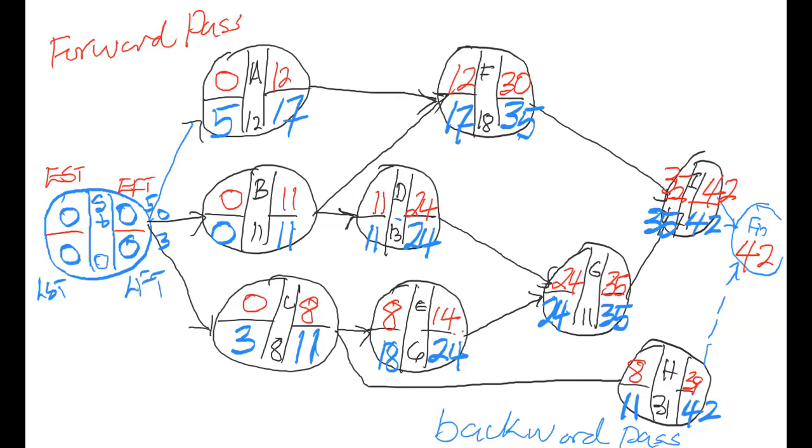Okay. All right, so now that we have completed the forward pass and the backward pass, we now are able to calculate what is called the slack values of each activity. The slack value is simply the time for which you can delay an activity before beginning that activity. If the activity has zero slack, it means that it cannot be delayed, and it's called a critical activity. If you have more than 0 for the slack, then it's called a non-critical activity, and you can delay that activity up to that time of the slack.